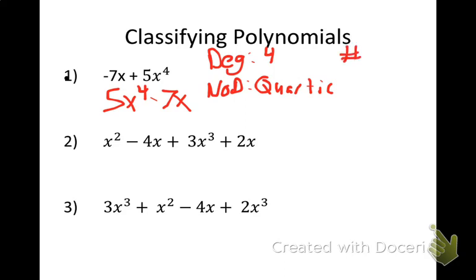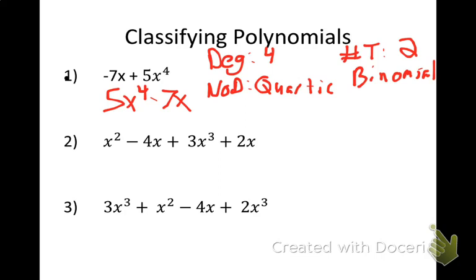Number of terms. How many terms are here in this polynomial? How many terms are there, Bailey? How many different terms are there? 2. So if there are 2 terms, we call that a, anybody? Binomial. So that would be how we would classify it. That is a quartic binomial, right there. And that's classifying it. So the degree is 4, 2 terms, quartic binomial.